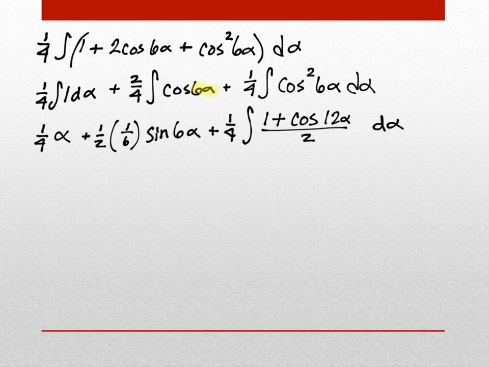Okay, is that all right? Notice I didn't say, do you like it? That's not what I said. Is that all right? Do you understand where we are? Okay, good deal. All right, so I have a 1/4 alpha. I have a 1/12, plus a 1/12 sine of 6 alpha. And then if you wish, you can put that 1/4 that's in front with the 2 that's underneath. That would give you a 1/8.